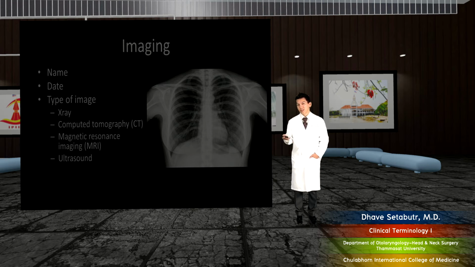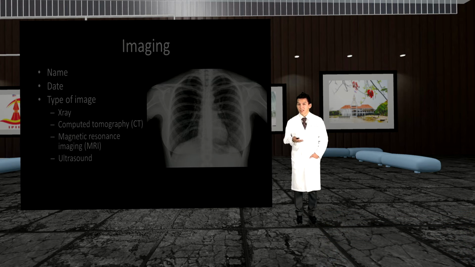Then I want to list the exact type of x-ray or imaging that I'm looking at. Am I looking at a chest x-ray as visualized here? Am I looking at a computed tomography or a CT scan? Am I looking at an MRI or magnetic resonance imaging? Am I looking at an ultrasound? So again, there's a multitude of types of images that could be displayed. Anything from an x-ray as visualized here to a photograph that could be used in the medical field.